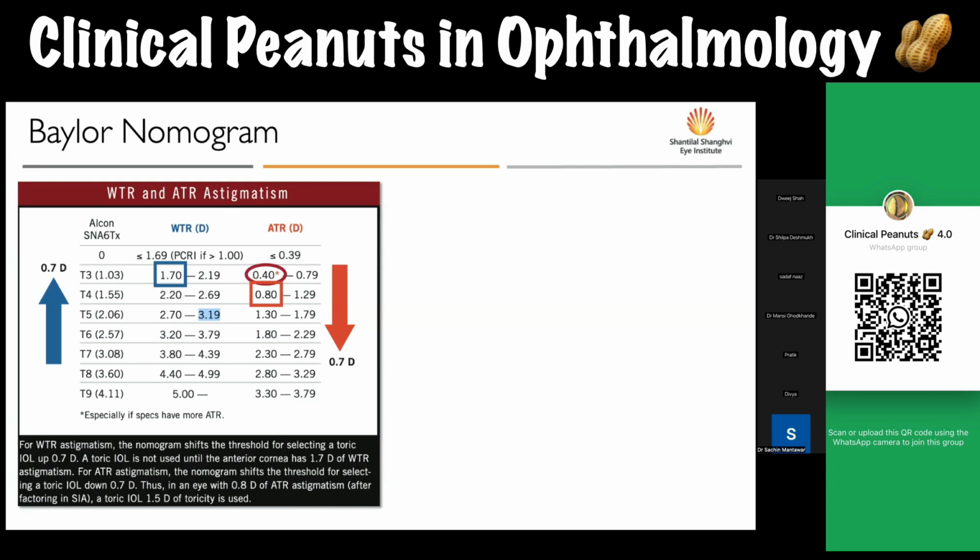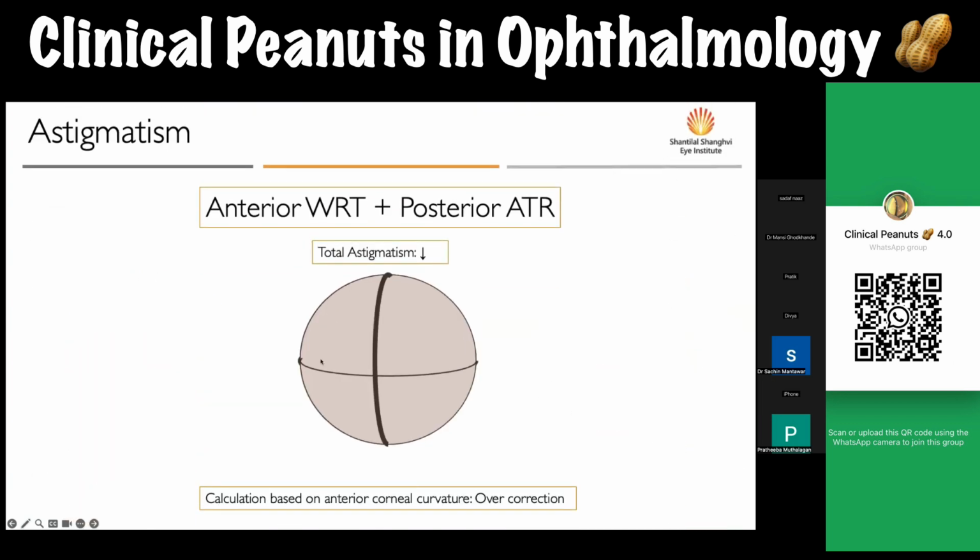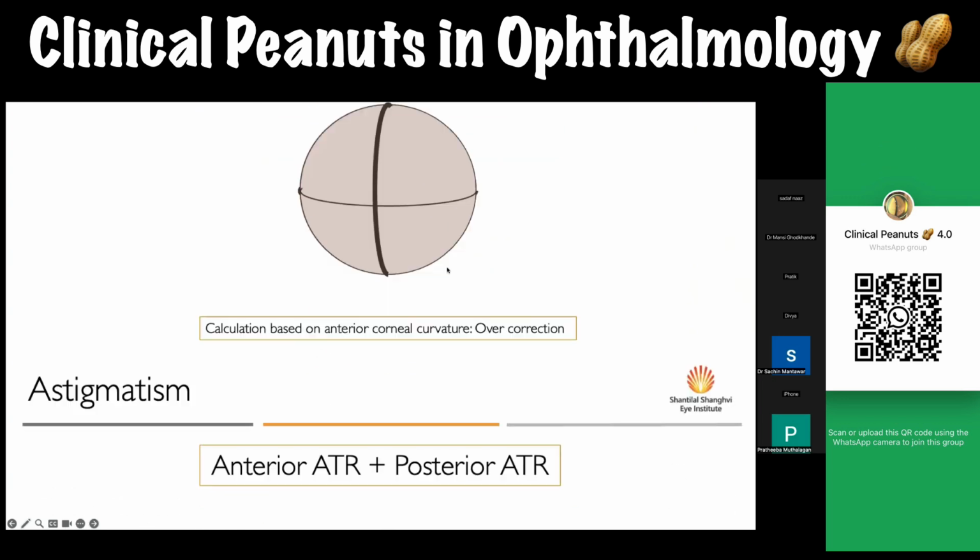the Koch's group at Baylor Institute came up with the Baylor nomogram, which they named, and basically it was to help surgeons improve their refractive outcomes with these toric IOLs. So basically, it is a reference guide for toric IOL implantation, and as per the nomogram, if the patient has a with-the-rule astigmatism, the threshold for a toric IOL implantation is shifted up by 0.7 diopters because, as we saw earlier, you're likely to overcorrect if you have an anterior with-the-rule and a posterior against-the-rule.